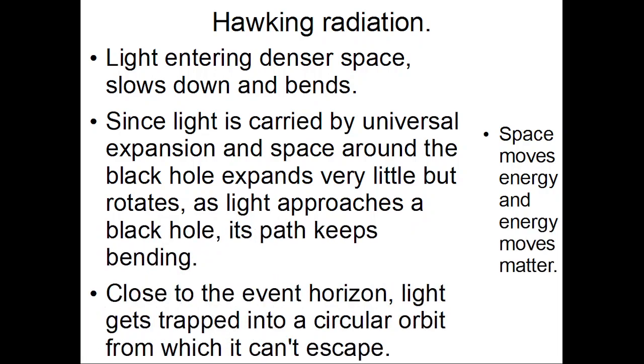As I explained before, light entering denser space slows down and bends because it's carried by universal expansion. Space close to a black hole barely expands, but it rotates. As light approaches a black hole and the space around it spins, light's path keeps bending. Very close to the event horizon, space circles the black hole in a perfectly circular orbit. Therefore, light gets trapped into a circular orbit.